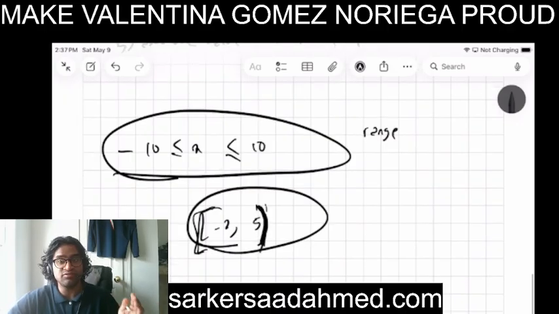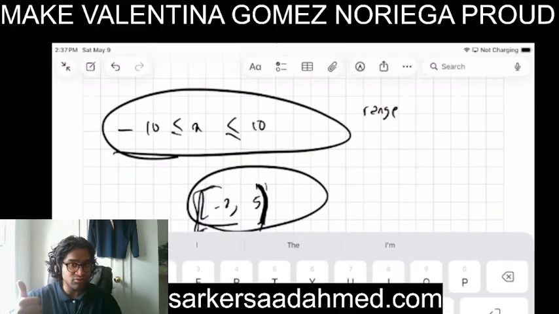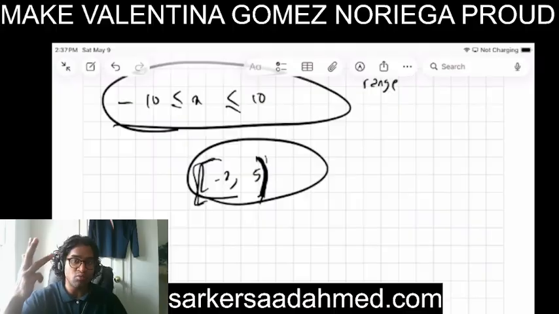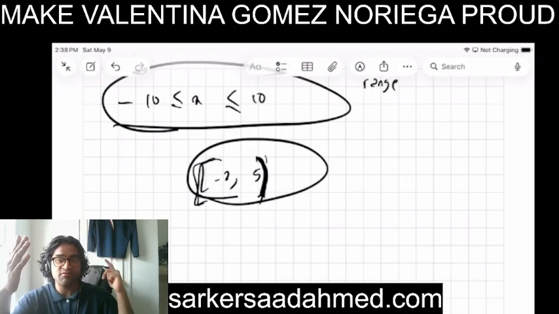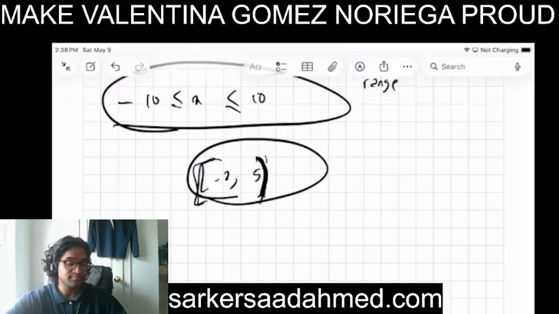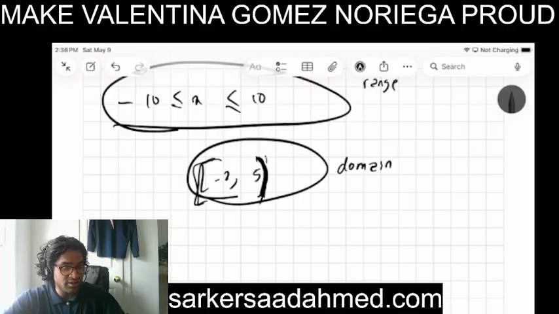This bracket shows this is not included, meaning you're going to have minus 2, minus 1, 0, 1, 2, 3, 4. You're not going to have 5. 5 is not included. 5 is excluded. So this is what you call a domain, right?